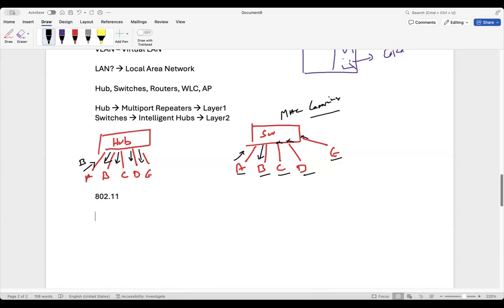Then what is that WLC? WLC is nothing but a wireless LAN controller. Now, what is the benefit of this? When I have an access point, a single access point.